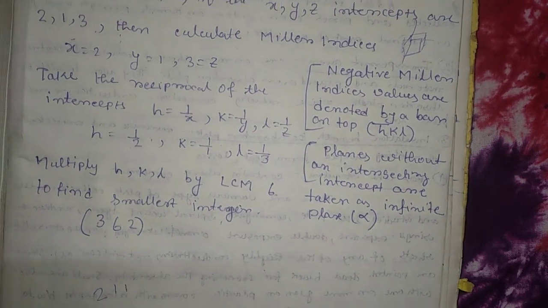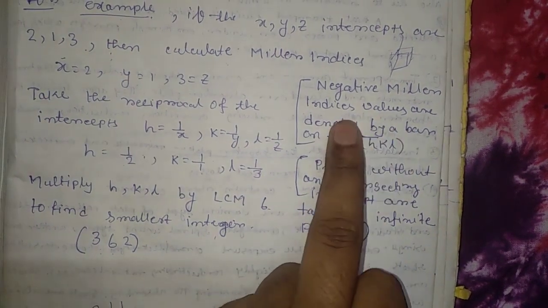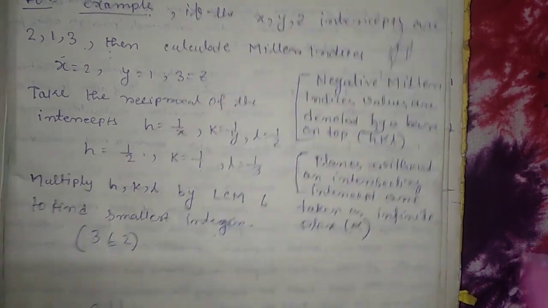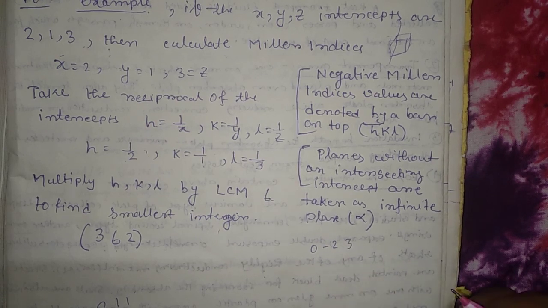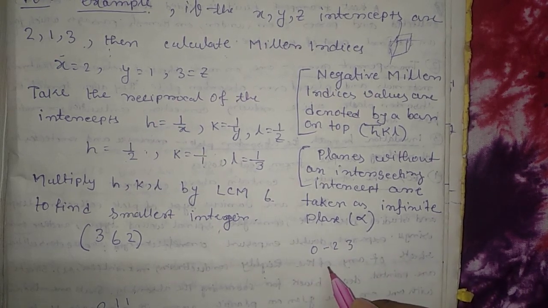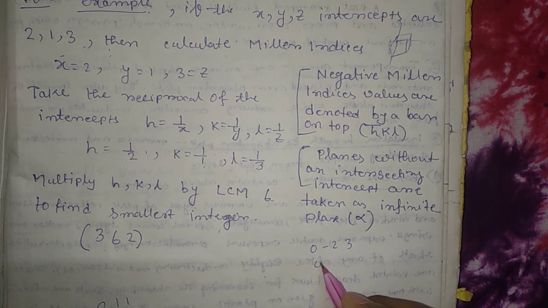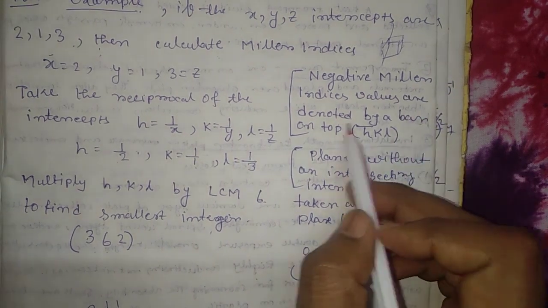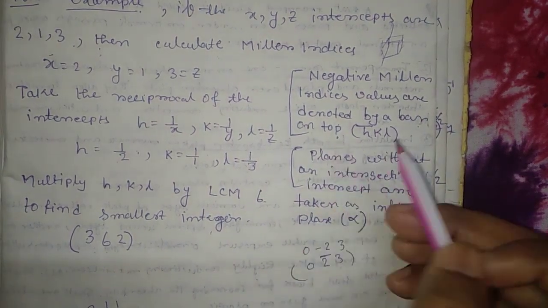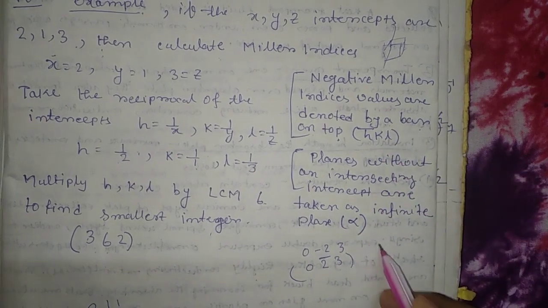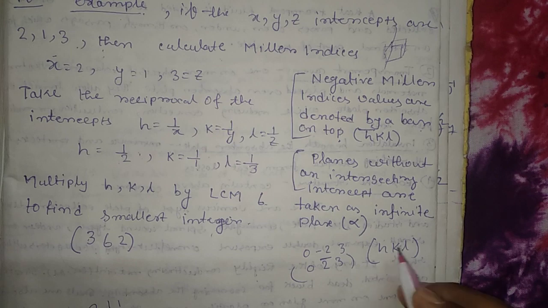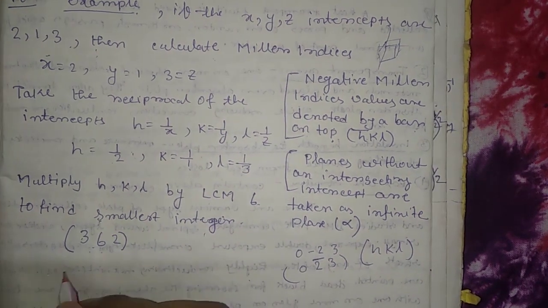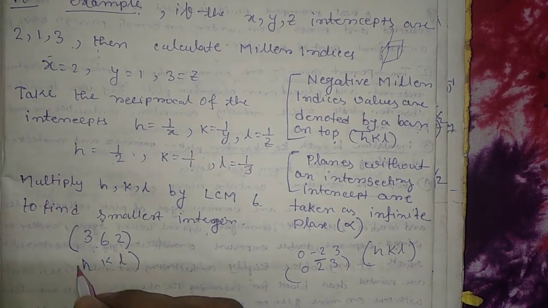Now one more thing, about negative Miller indices. Suppose the Miller indices are 0, -2, 3. It will be written as 0, 2 bar, 3. That means negative Miller indices values are denoted by a bar on top. Suppose h k l is your Miller indices. Here 3 6 2 is given, so 3 6 2 is your h, k, l.